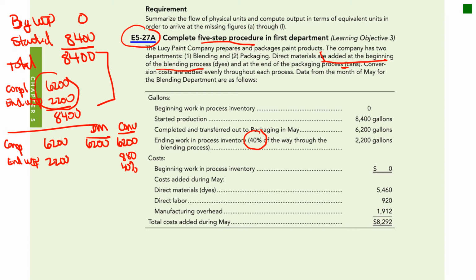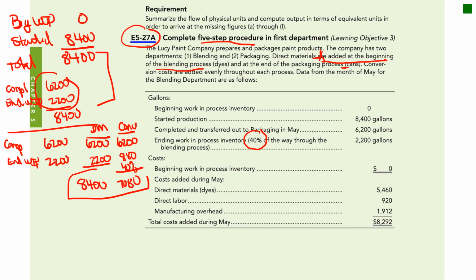When they told you that the materials are added right at the beginning, that means 100% complete. So for direct materials, just plug in 2,200. So the two numbers you're looking for here are 8,400 for direct materials, and 7,080 for conversion. That's going to be your equivalent units. Then you ask, what's going to be my cost per equivalent unit? Because I believe they're going to want you to figure out the cost per equivalent unit as well.